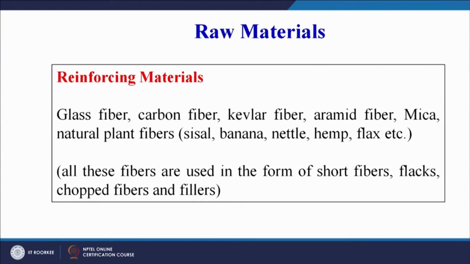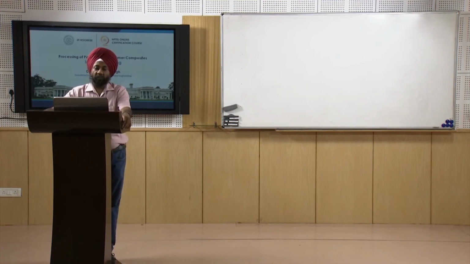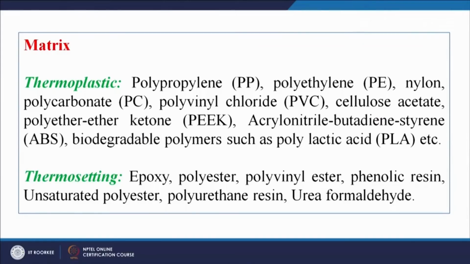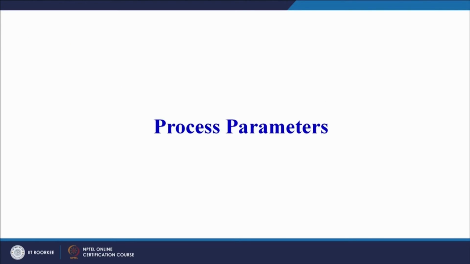Now what are the reinforcement materials? Glass fiber, carbon fiber, Kevlar fiber, natural plant fibers like sisal, banana, nettle, hemp. All these fibers are used in the form of short fibers, flakes, chopped fibers and fillers. I have already told that the injection molding process is well developed for short natural or synthetic fibers. From the matrix point of view, thermoplastic and thermosetting resins can be used. From thermoplastics, polypropylene, polyethylene, polycarbonate, polyvinyl chloride, and from thermosetting, epoxy, polyester, polyvinyl ester can be used.